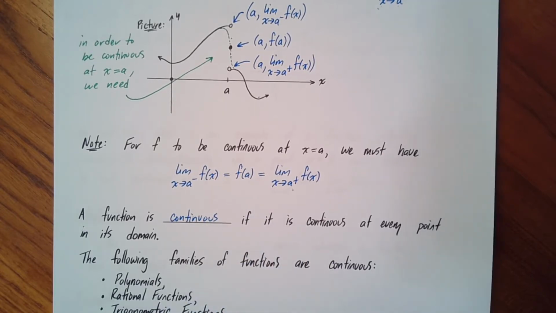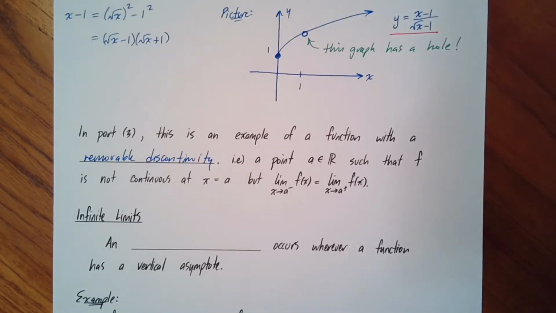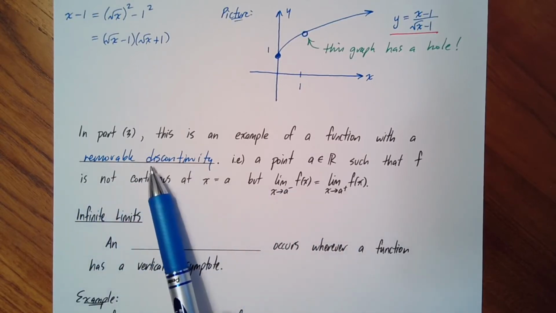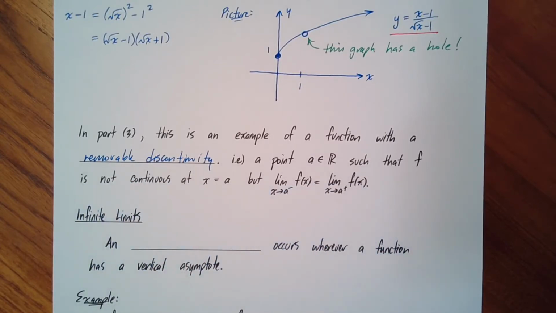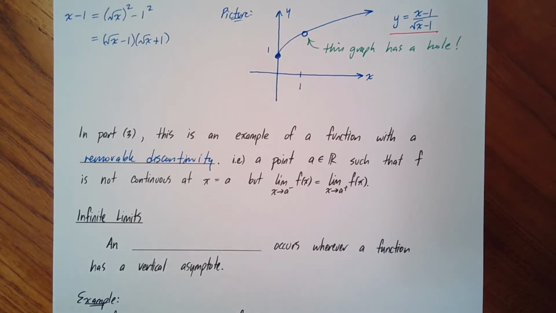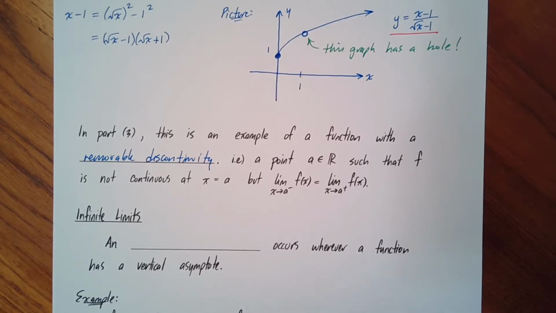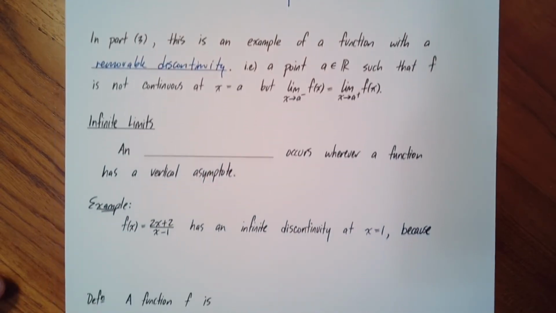That's the situation that we're describing down here when we say the definition of a removable discontinuity. That's what this is describing. Okay, so that's one type of discontinuity, and in fact there are three different types of discontinuities. Another type, we've already seen these before, we just didn't call them discontinuities, are infinite discontinuities.